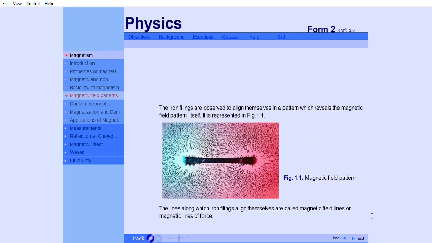The iron filings are observed to arrange themselves in a pattern which reveals the magnetic field pattern itself. This is represented in the figure below. The lines along which iron filings align themselves reveal the magnetic field lines, also known as the magnetic lines of force.